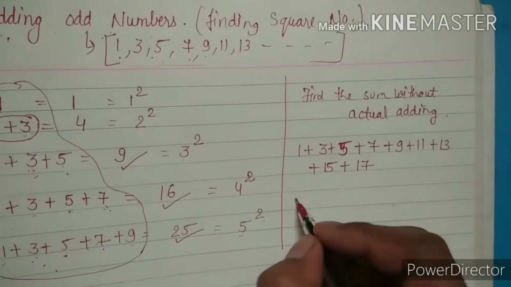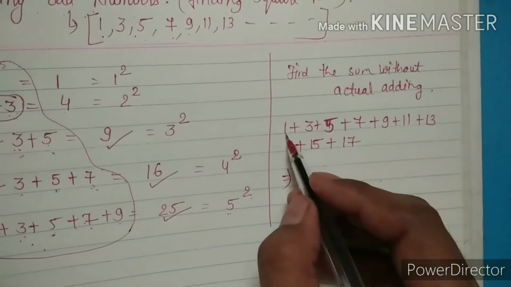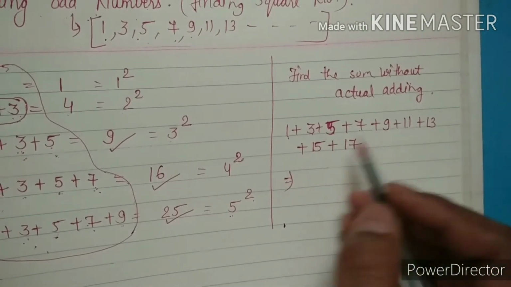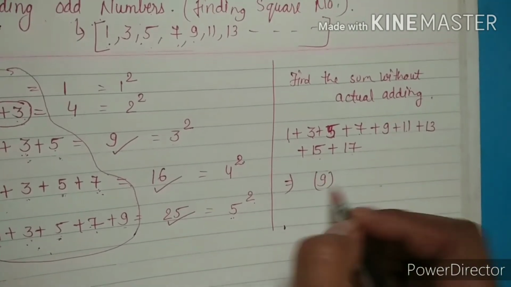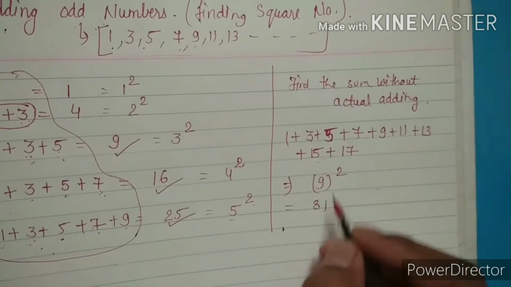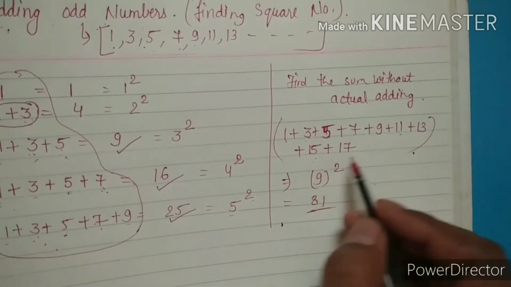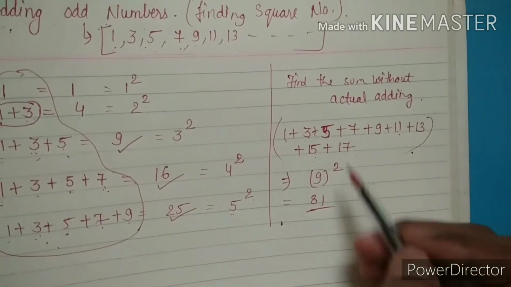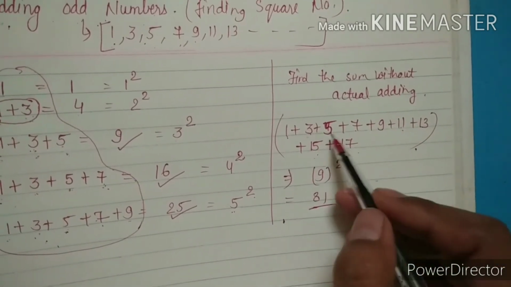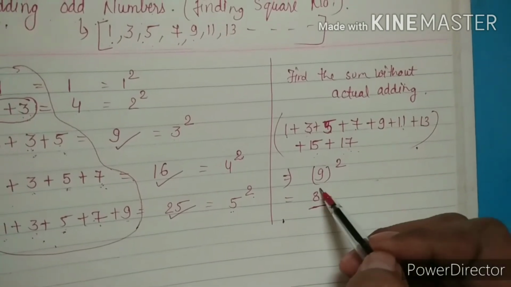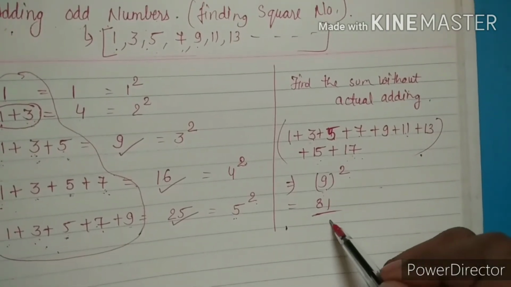17, how many odd numbers are there? They are 1, 2, 3, 4, 5, 6, 7, 8, 9. There are 9, and 9 squared is 81. So the sum is 81. We did not do the actual adding. We simply counted how many there are, took the square of that, and we will get 81.